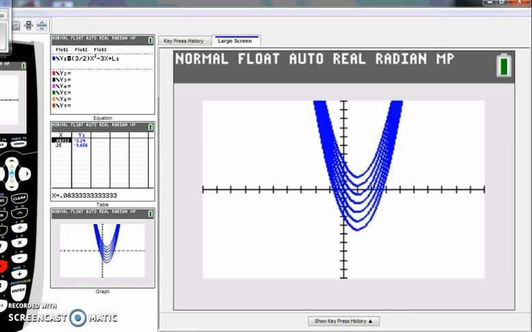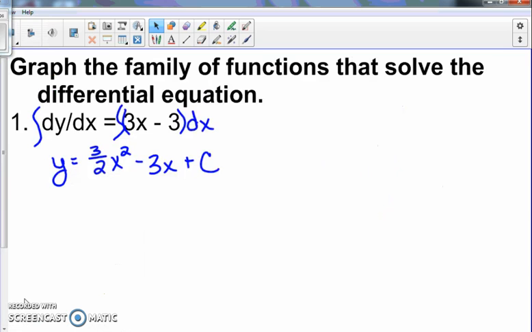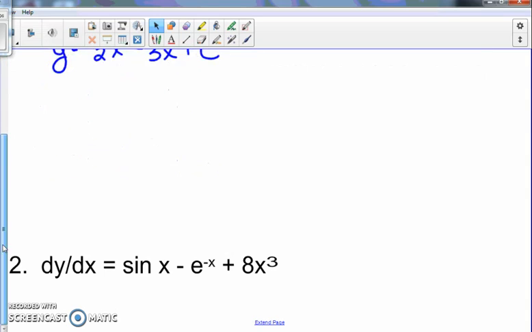So there you go. I want you to pause the video for a minute and give it a try with this one. You're going to have to integrate it first, and then graph the family of functions.